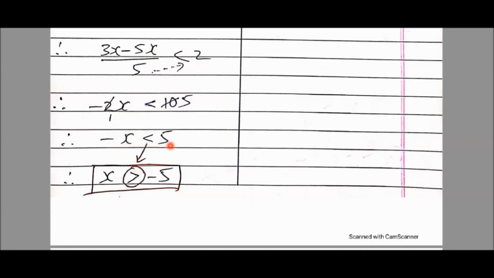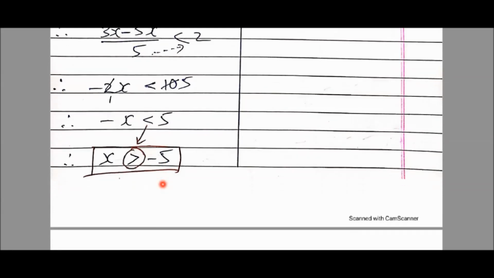Now comes a very important step. Minus x is less than 5. I know that we can easily send this minus with 5. But when you send this minus with 5, you are actually multiplying both the sides by minus 1, a negative number. So the inequality sign will reverse. Less than will become greater than. So the answer will be x greater than minus 5. Understood, students? Okay.